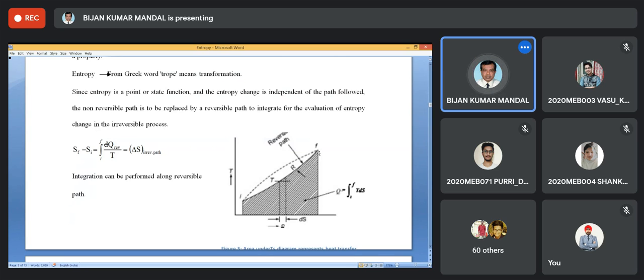Now look here, in that process I to F, what is the integration of TdS? That is nothing but the area under that curve. You know the mathematics. When you go from I to F, the change in entropy is the same between this path and this path or any other path. But the area under these two curves is different.